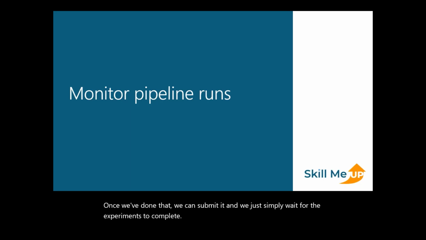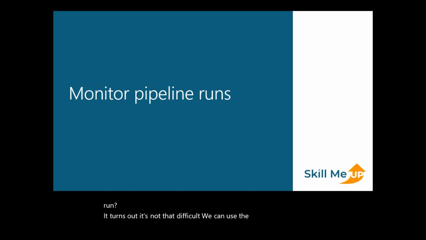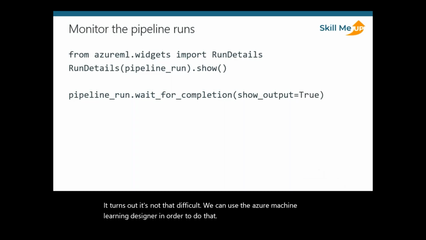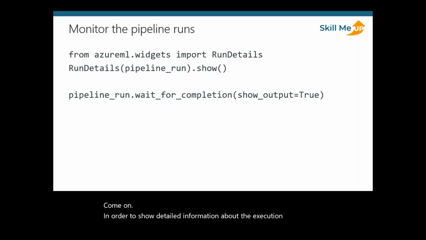So once we have run our pipeline, how can we possibly monitor that run? It turns out it's not that difficult. We can use the Azure Machine Learning Designer in order to do that. For example, we can monitor the pipeline runs here. So what we do is we wait for completion, but we can use the run details command in order to show detailed information about the execution of your experiment.